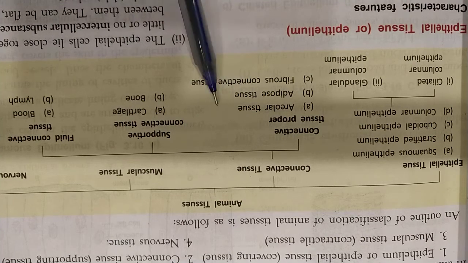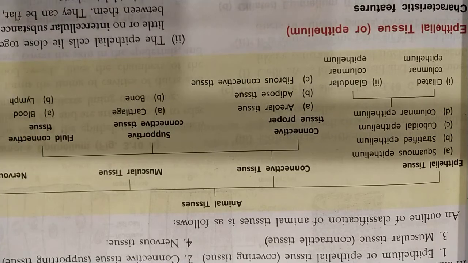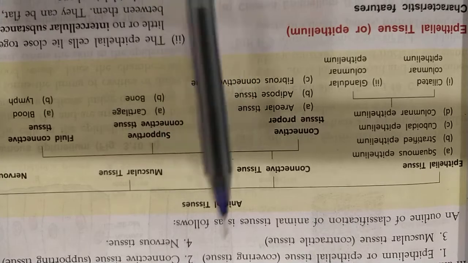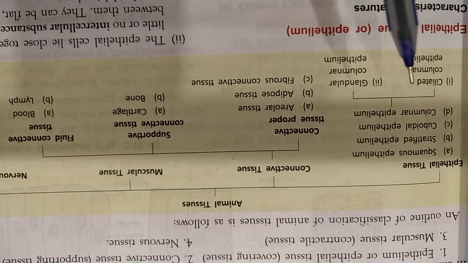Now let's start animal tissue. Before doing any tissue, whether it is plant tissue or animal tissue, you have to learn this chart. Same as plant tissue, it is the same for animal tissue. Now animal tissue, memorize it first, then after you can touch the content inside it.